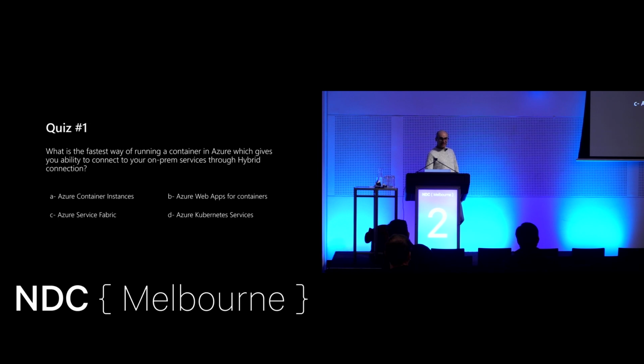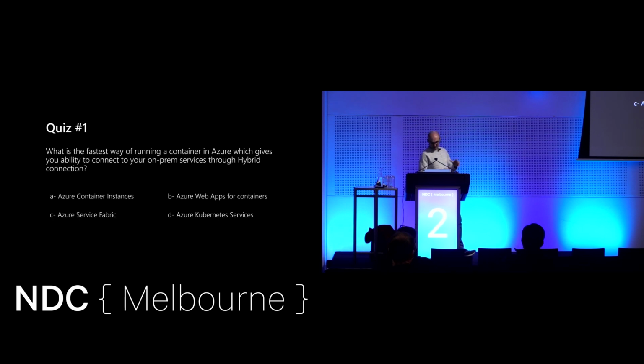Okay, so that's that. Let's do a quiz to see who remembers what we just discussed. What is the fastest way of running a container in Azure, which gives you the ability to connect to your on-premises environment through a hybrid connection? What option do you think is the correct answer here? Just give me an option. C, Service Fabric. Could be true, but we're not talking about those kinds of setups here.